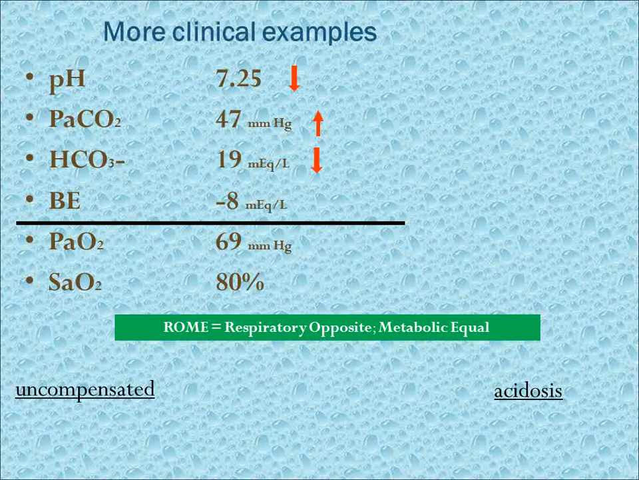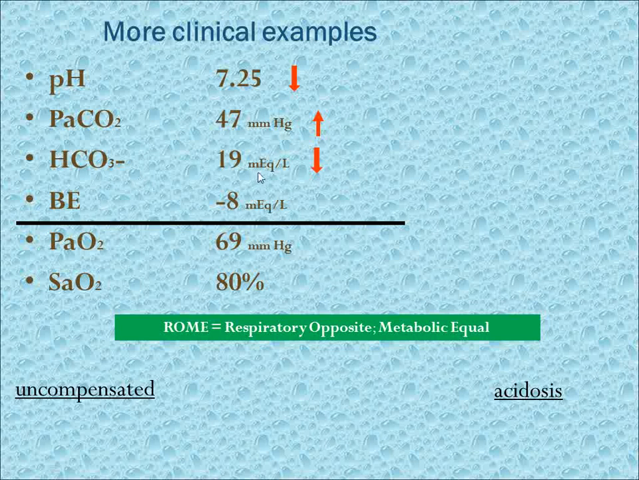And now we've got to determine who's the ABG daddy. Which problem is occurring? Is this a respiratory problem or is this a metabolic problem? So let's look first at the CO2, which is linked to respiratory. We see that the arrow is going up. To the pH arrow that is down, we have respiratory opposite. We have a respiratory acidosis.